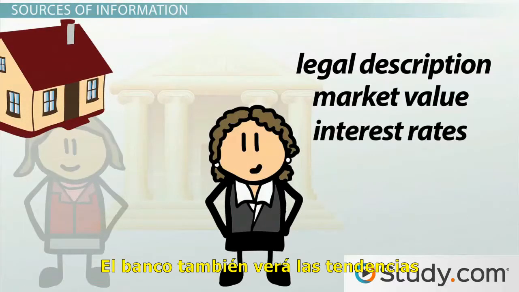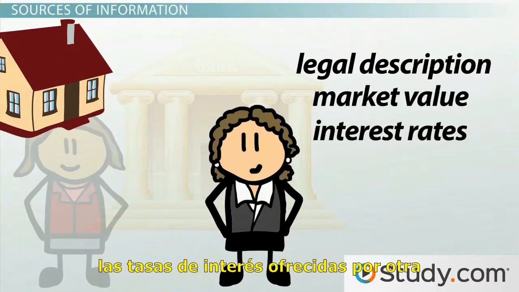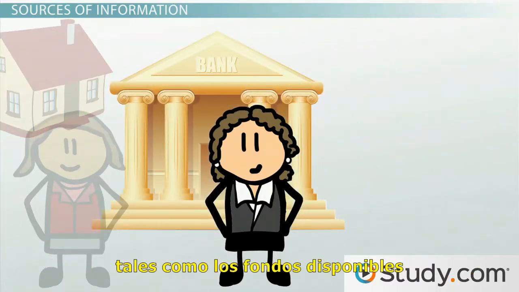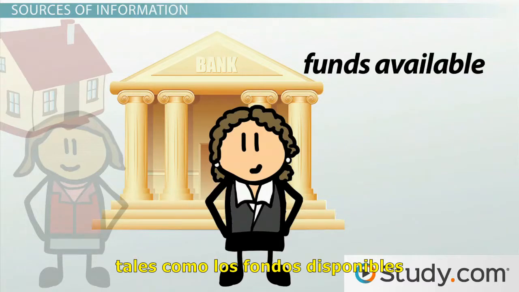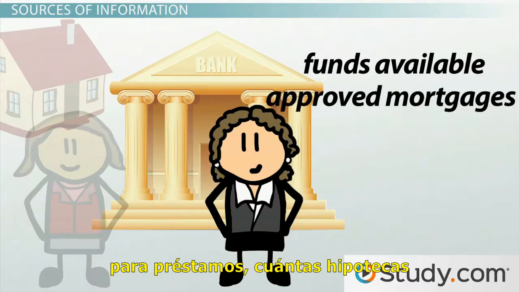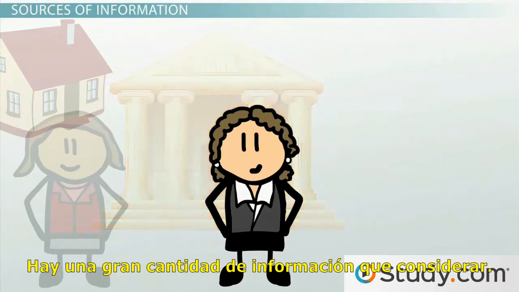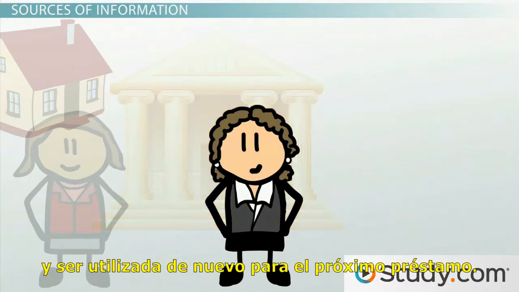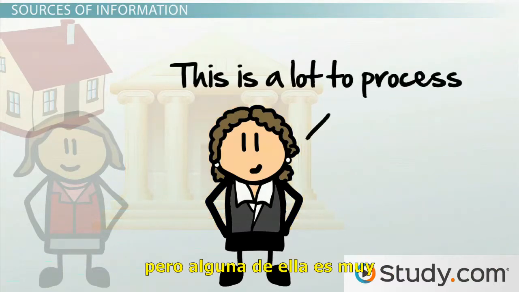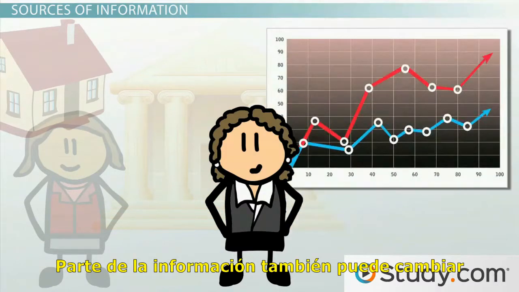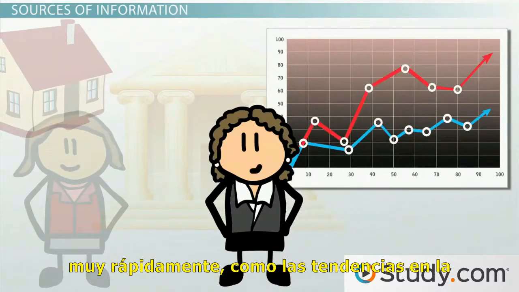The bank will also look at trends in the real estate market, including interest rates offered by other financial institutions. Finally, the bank needs to consider its own internal finances, such as the funds it has available for loans, how many mortgage loans it has already approved recently, its experience with loans given to similar customers, etc. There is a lot of information to consider. Some of this can be used again for the next loan application, but some of it is very specific to this particular customer. Some of the information can also change very quickly, such as trends in the housing market.